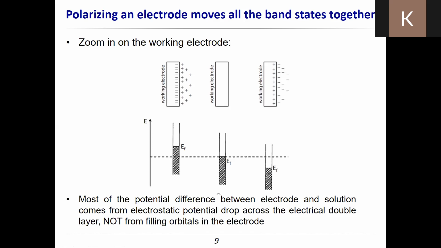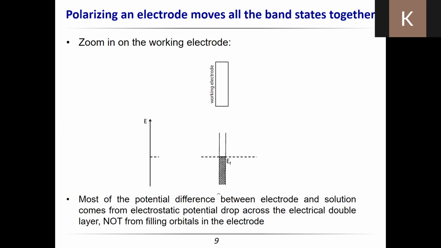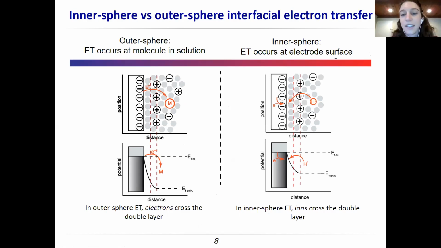So on the previous slide, with the outer sphere and inner sphere model, why is it a metal on the outer sphere case and a proton on the inner sphere case?